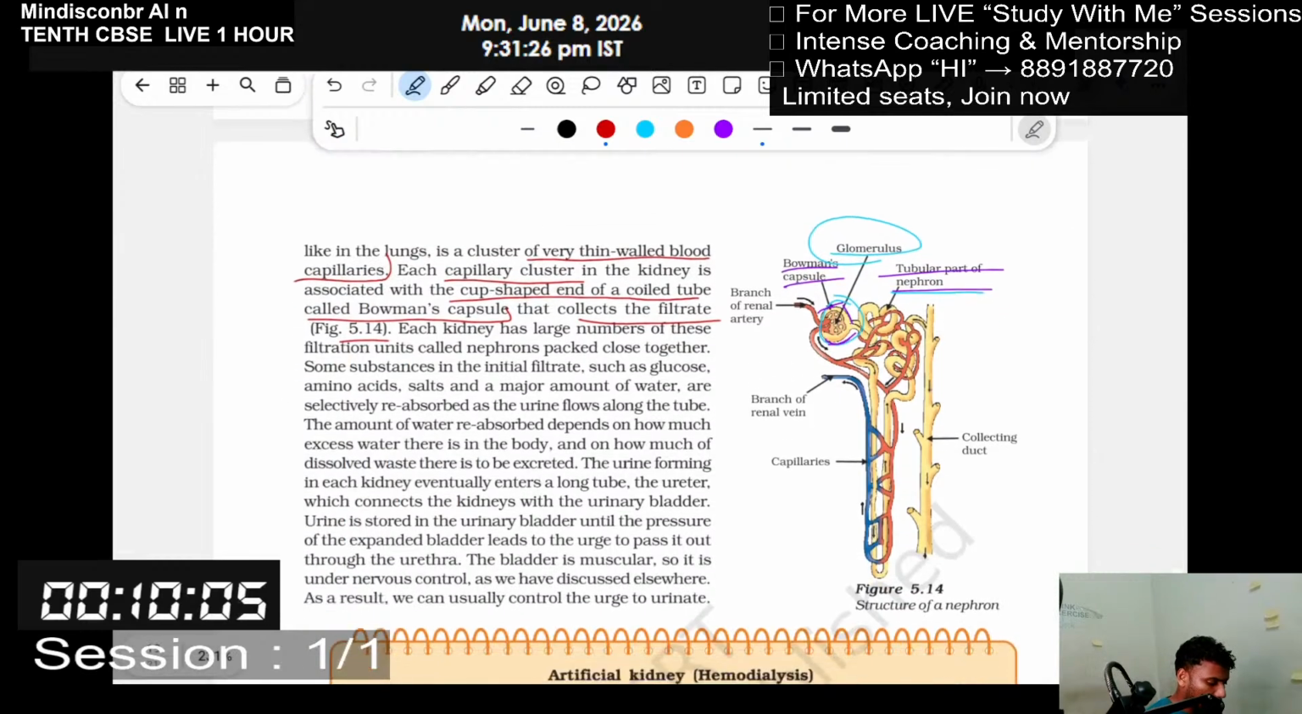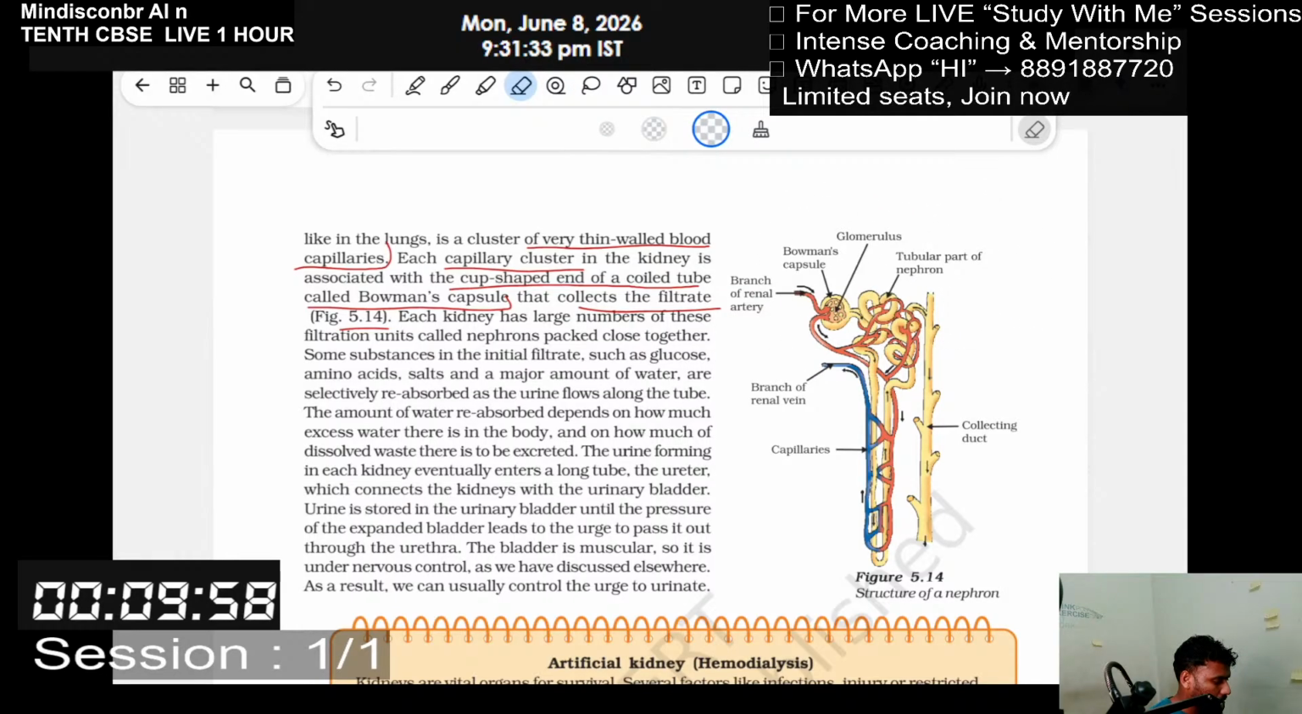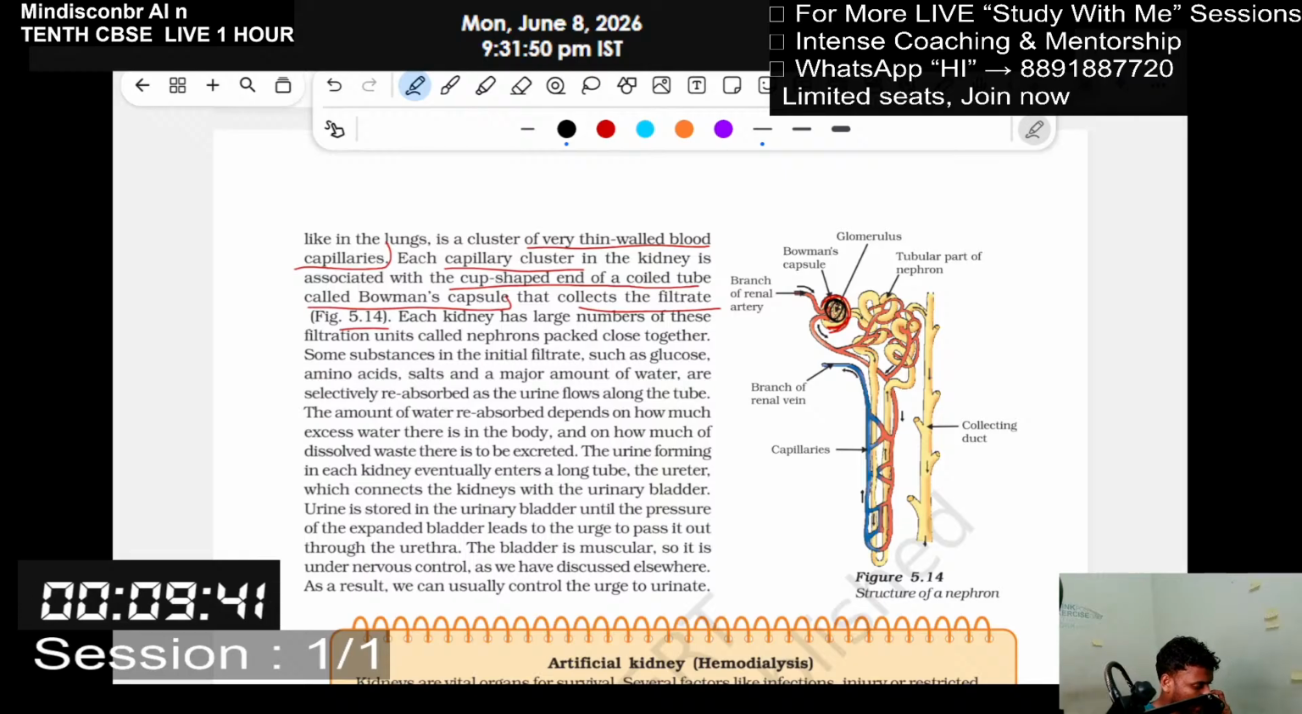In the figure you can see this. This is Bowman's capsule, this cup-shaped structure. And the glomerulus is this cluster of thin capillaries. Inside the Bowman's capsule, the glomerulus is there. And this is the tubular part of nephron, a long coiled tube through which the filtrate passes.